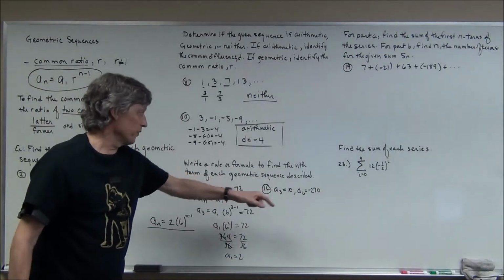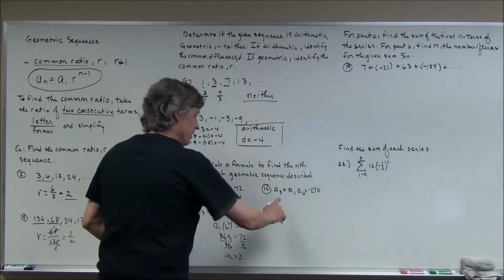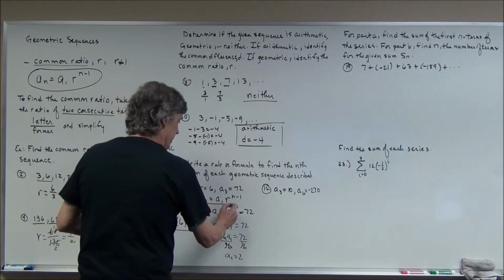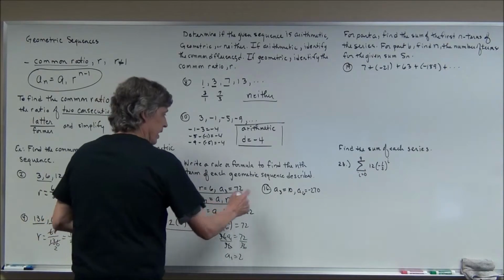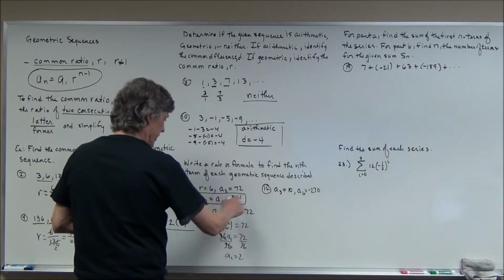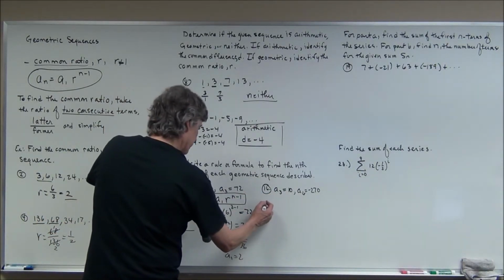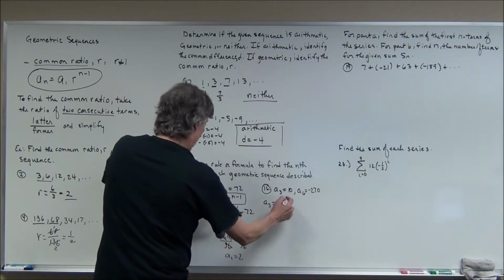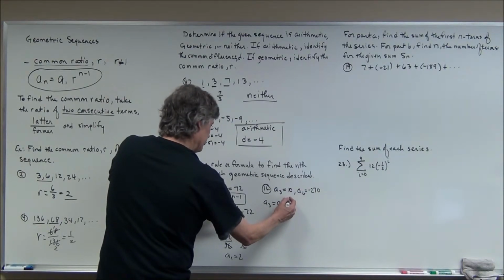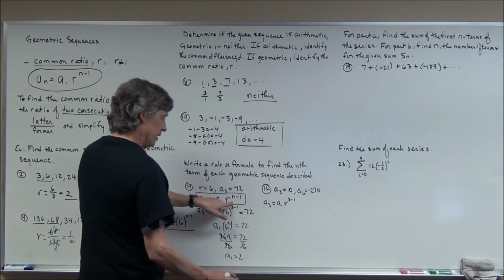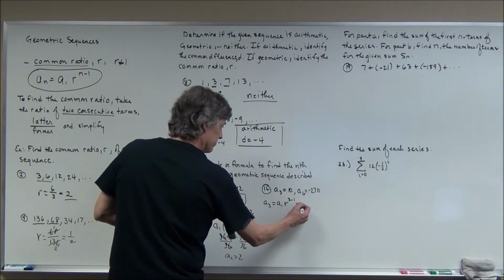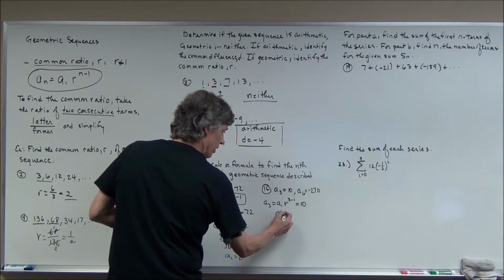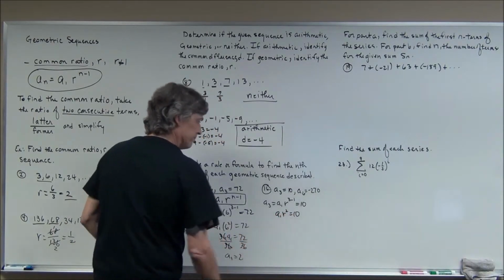Here I've got a little bit more of the same, except they didn't give me r, but they did give me 2 of these terms. So again, go back to this formula right here, and we'll start with a sub 3. So n is 3, and I'm going to get a sub 3, which is going to be a sub 1, my r, which I do not know, to the 3 minus 1 power. And this is equal to 10. That's my a sub 3, right? It's 10. So I have a sub 1 r squared is equal to 10.